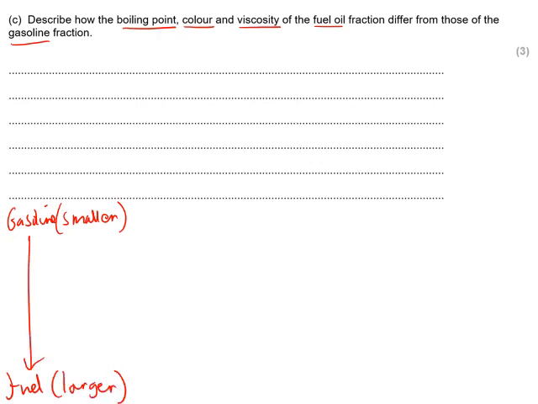So as we go down, they get larger. The boiling point, we get an increase in boiling point. That's because the intermolecular forces increase, and therefore more energy is required to separate the molecules. And then colour, it gets darker as we go down because light finds it more difficult to pass through. And then viscosity, it becomes more viscous as we go down, because the larger particles are harder to move around each other.